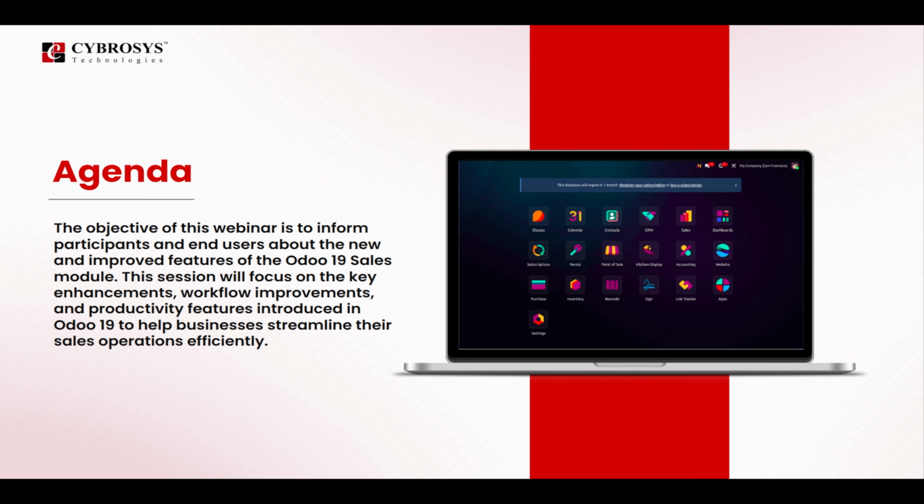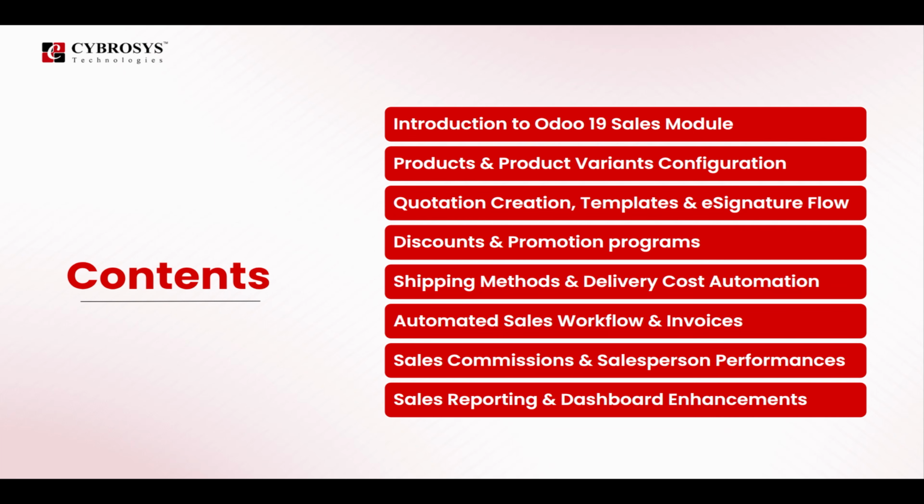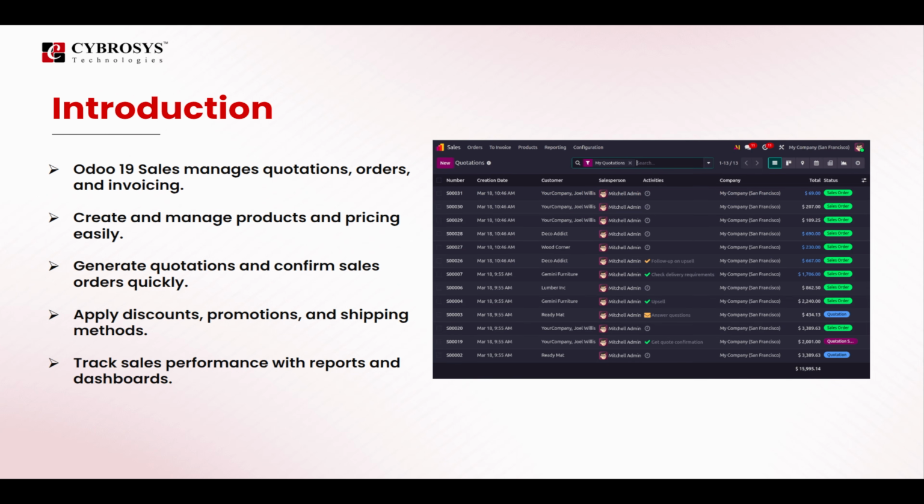So now we can discuss the contents that I would like to include in this webinar: introduction to the sales module, then product and product variant configuration, quotation creation and template e-signature workflows, then discounts and promotion programs, shipping methods and delivery automation, automated sales workflow and invoicing, then sales commission and salesperson performance. Then at last we can discuss the sales report and dashboard enhancement.